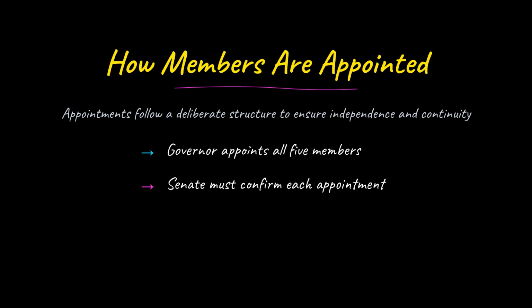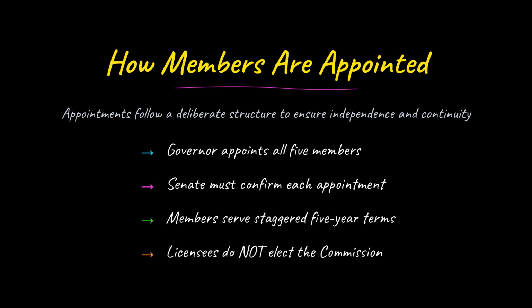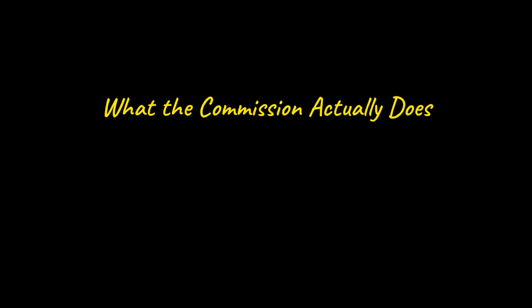Not elected by licensees. Staggered 5-year terms mean seats turn over gradually, preserving institutional memory as experienced members remain while new ones join. The Commission adopts the administrative rules that flesh out Ohio's license law, issues the canons of ethics governing professional conduct, and serves as the appellate body reviewing disciplinary decisions made at the staff level.